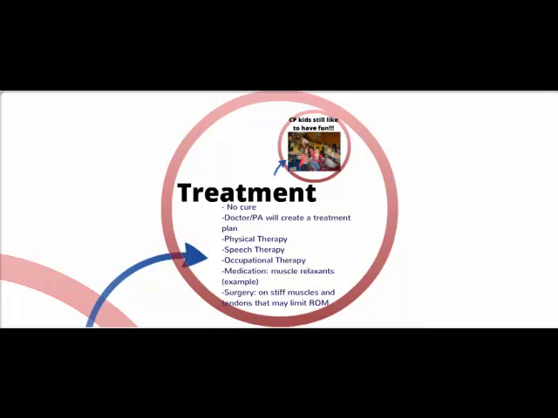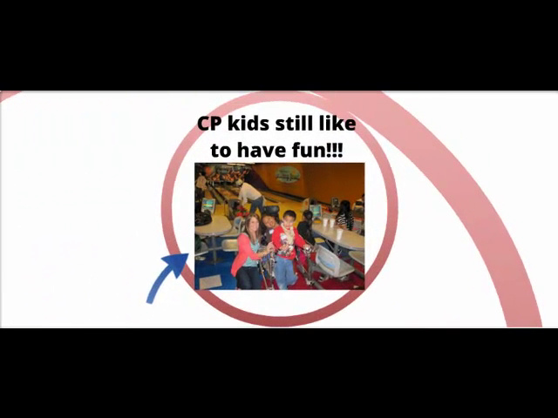Some providers may prescribe muscle relaxants to ease muscle stiffness. If the child has seizures, the provider may also suggest an anticonvulsant medication, and surgery may be recommended if the child's muscles or tendons are very stiff and limit the range of motion in the arms and legs. And next we have a YouTube video available to watch about pediatric cerebral palsy.